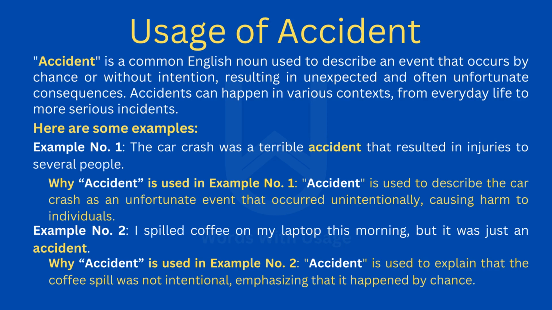Here are some examples. Example number 1. The car crash was a terrible accident that resulted in injuries to several people. Why accident is used in example number 1. Accident is used to describe the car crash as an unfortunate event that occurred unintentionally, causing harm to individuals.